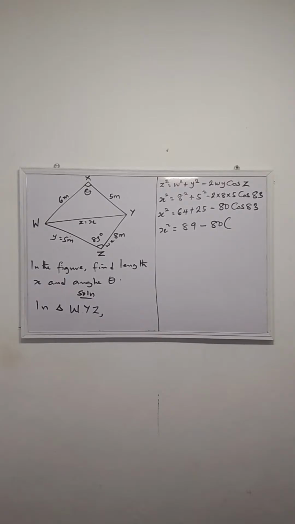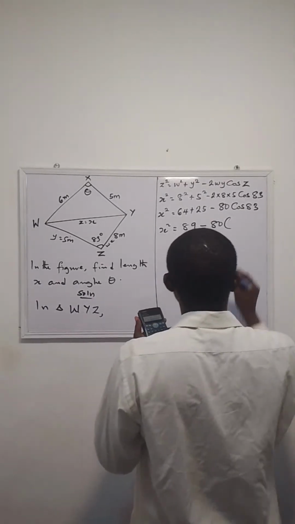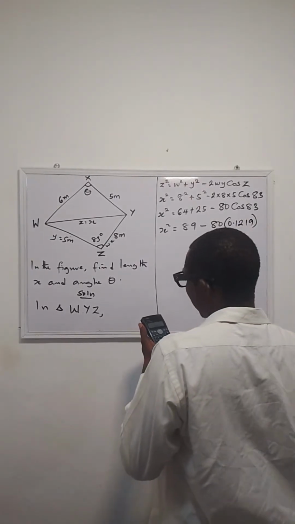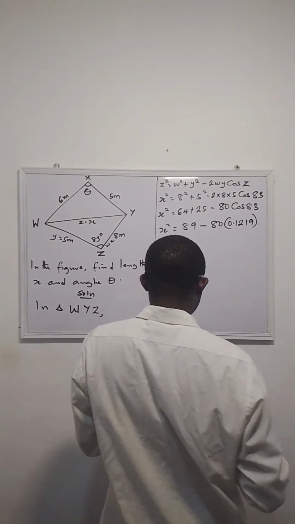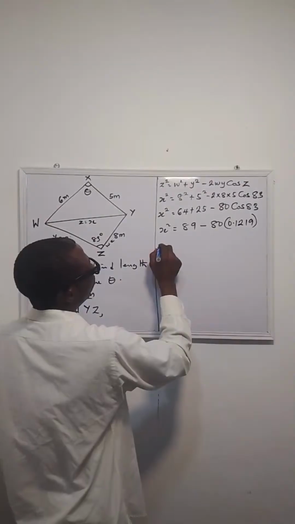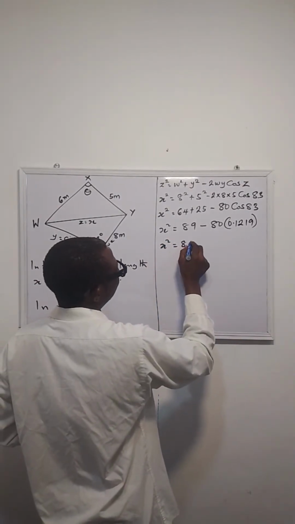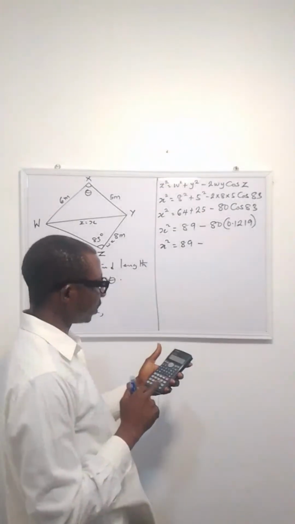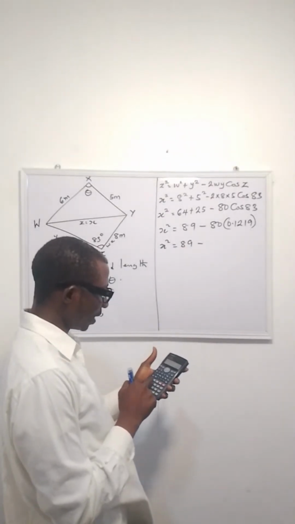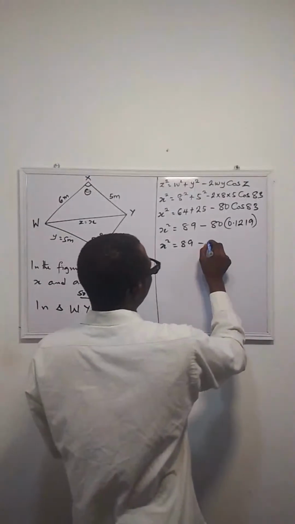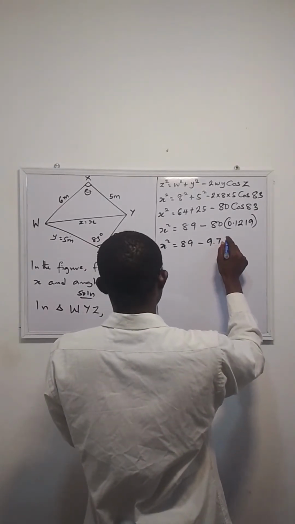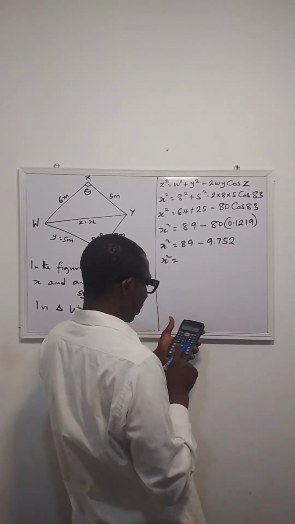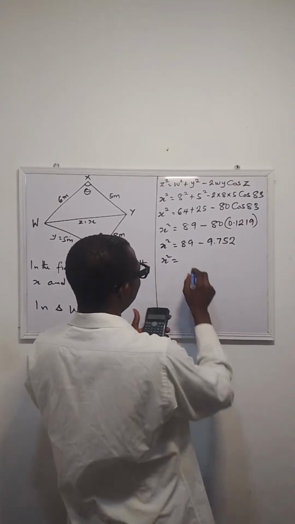So let's see what we have here. Cos 83 is 0.1219. So we have x squared equals 89 minus, so let's multiply this together. Let's see what we're going to have. 80 times 0.1219. So what do we have? We have 9.752. So when you subtract that from 89, you have 79.248.